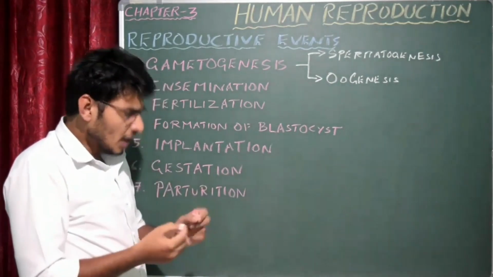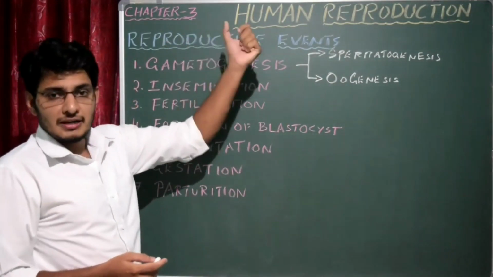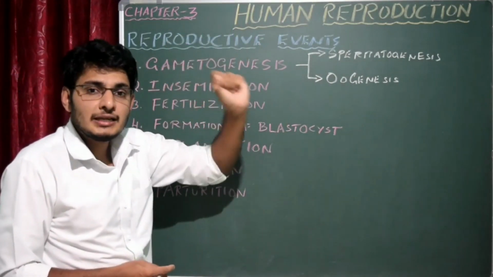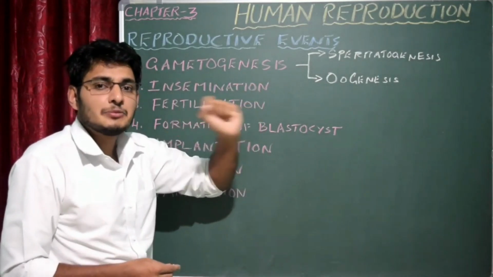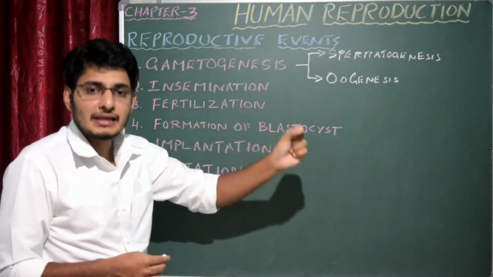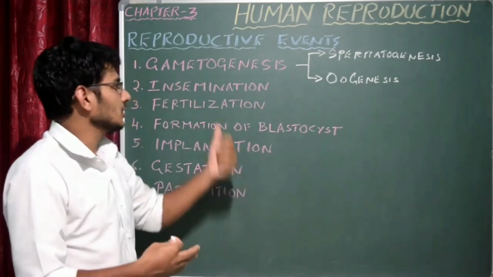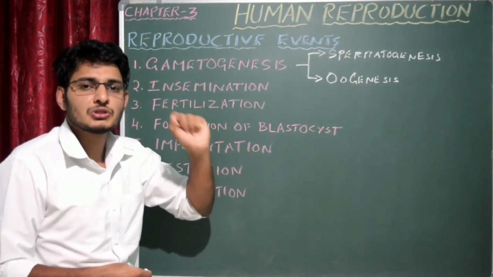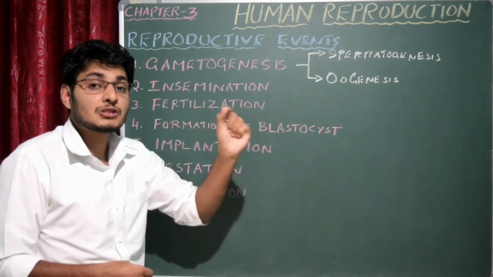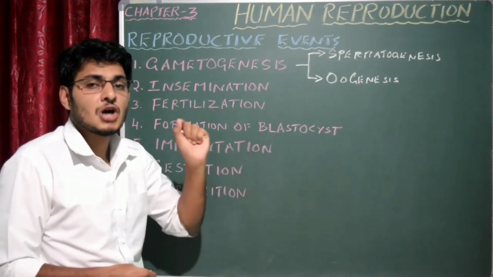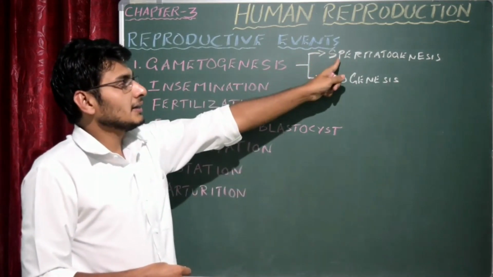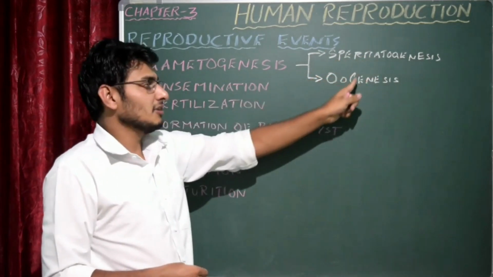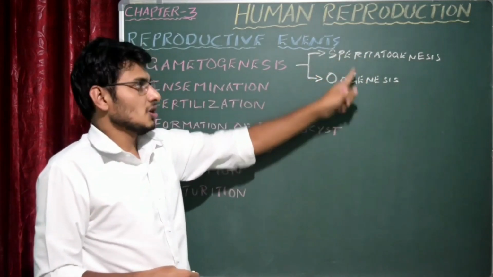Okay, so now reproductive events. Humans are sexually reproducing organisms. They exhibit certain events before fertilization. What are those events particularly? The gametogenesis. You all know that it is the process of formation of the gamete. In male it is called sperm, in female it is called ovum. And the process in male is called spermatogenesis, in female it is called oogenesis.